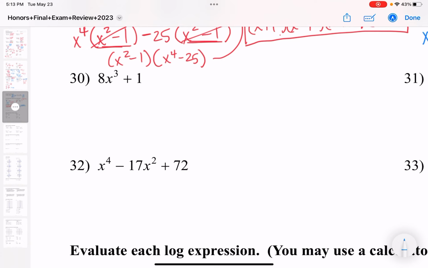So it's not a difference of 2 cubes, but it could be a sum of 2 cubes. Sum of 2 cubes would mean that there are 2 perfect cubes being added together. Well, 8 is a perfect cube. X to the third is a perfect cube. And 1 is a perfect cube. So this is the sum of 2 cubes. All right, so the sum of 2 cubes factors into a binomial times a trinomial.